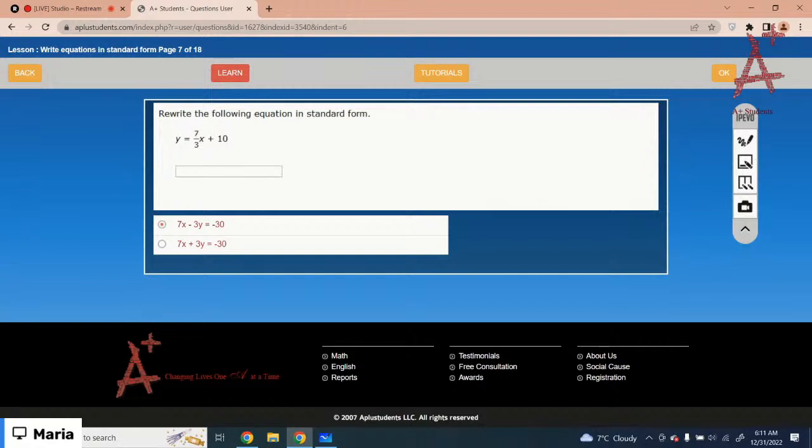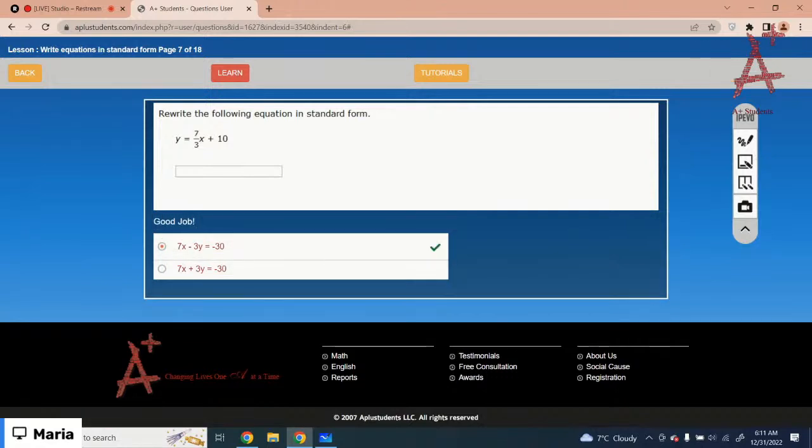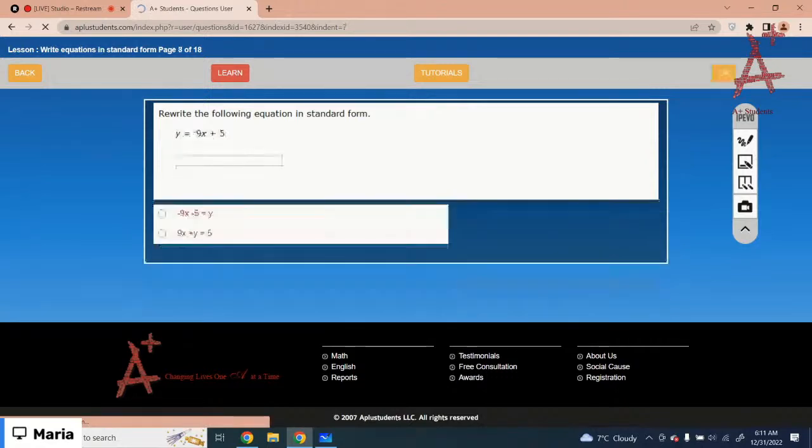Got it? 7x minus 3y equals negative 30. Got it? Option number 1 is the correct option. Just select the correct option, then click on the OK button.